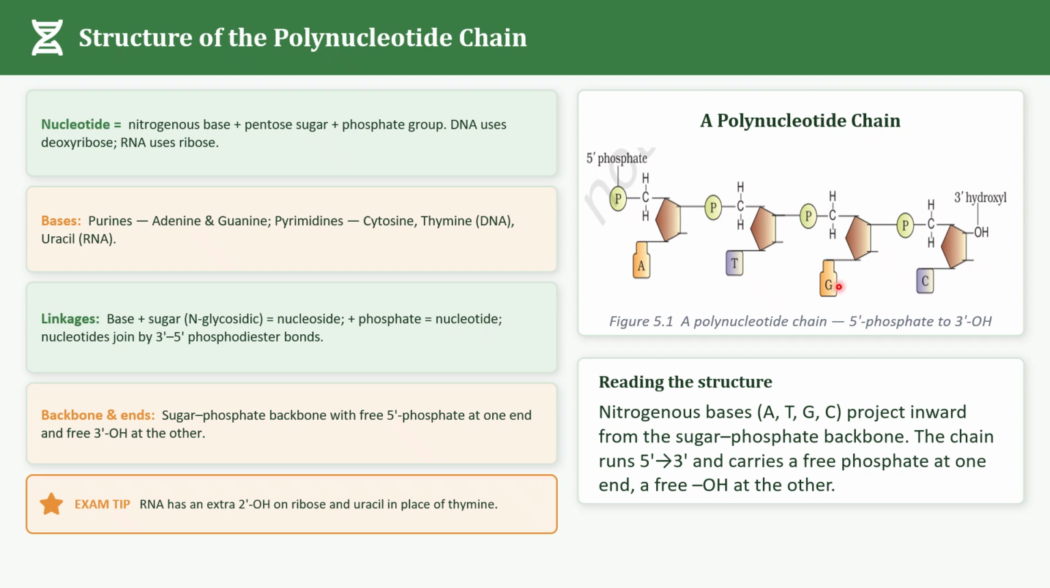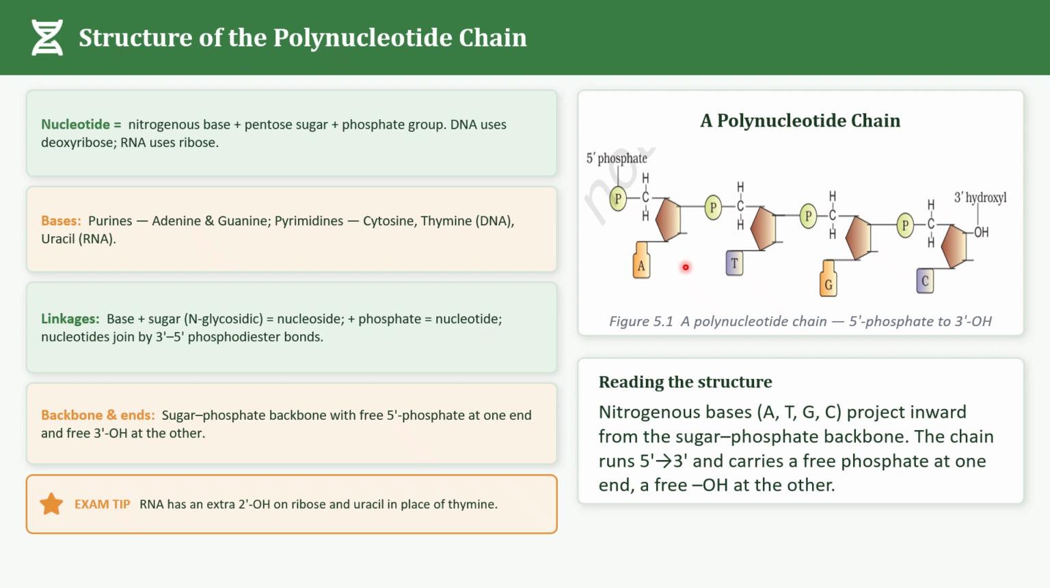So just see the outer portion of the diagram, children. The alternating sugar and phosphate molecules form the backbone of the DNA. Think of it as the side rails of a ladder. So it provides strength and support to the DNA molecule.